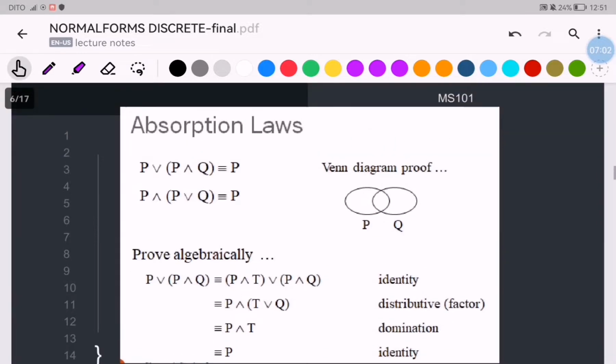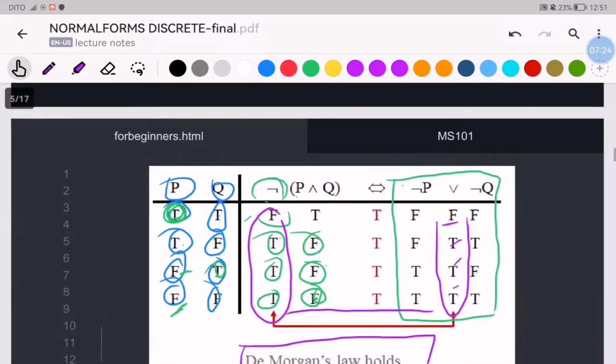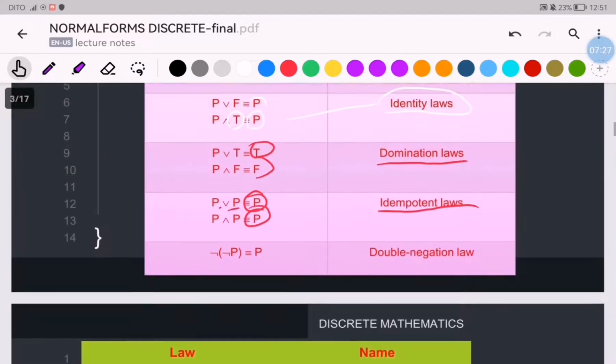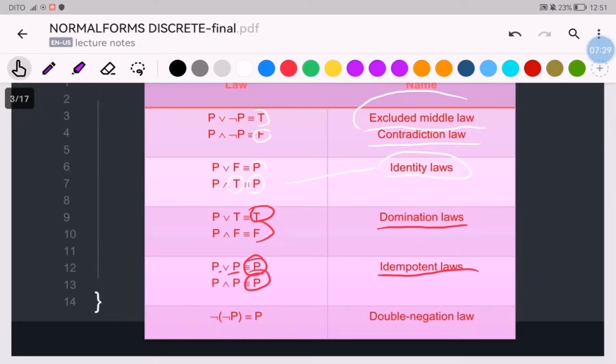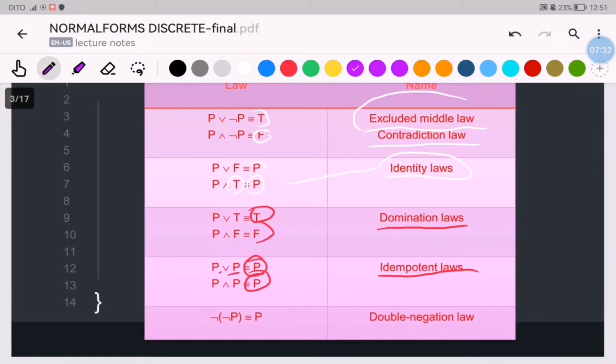Now the absorption law. How does its equivalent become P? Meaning, you prove it. First is the identity law. As you can see in the identity law, P conjunction T is P. So you rewrite it.